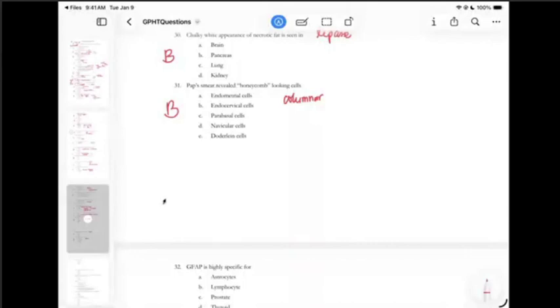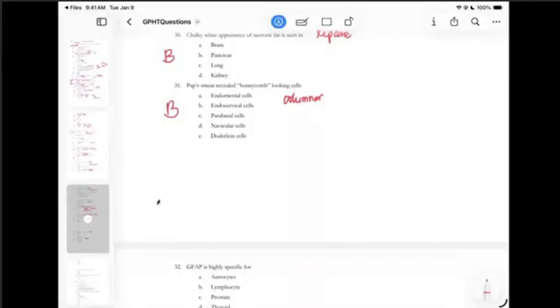Okay. Yung other choices, no, endometrial sa menstruating women yan. Parabasal cells, yan yung ating fried egg looking. Navicular, boat shape. Doderlein, yan yung ating normal flora or normal bacteria in the vagina. Okay, so for 31, this is letter B.